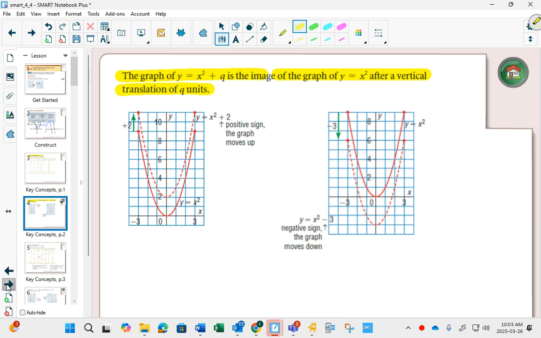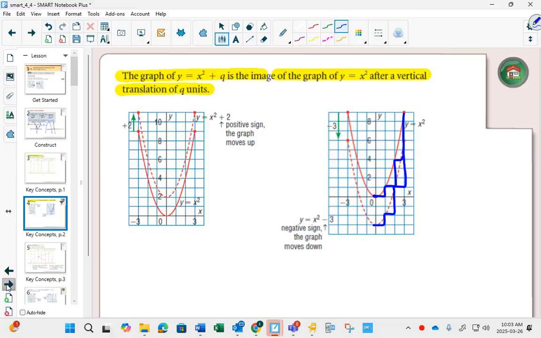So here we have x squared plus 2. It took the original graph and moved it up 2. Here we have x squared minus 3. It took the original parabola and just moved everything down 3. The pattern of over 1, up 1, over 1, up 3, over 1, up 5 still happens. That pattern still happens. All that's happened is the graph has been moved down 3.